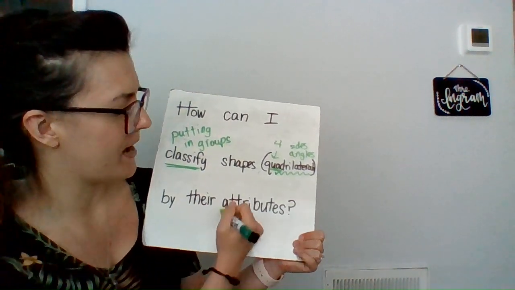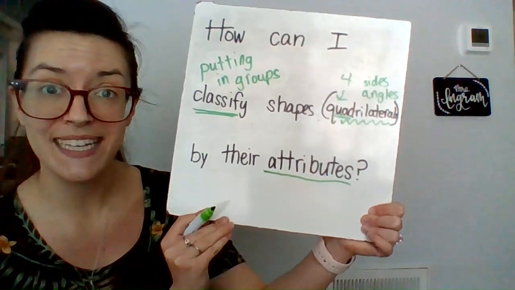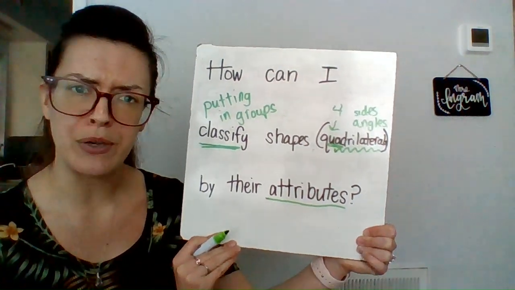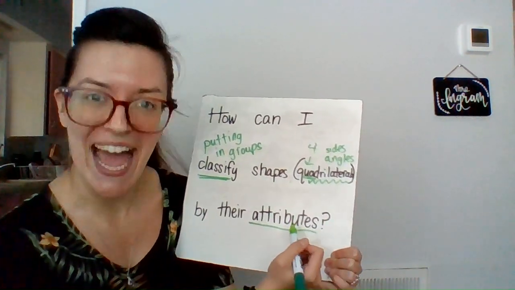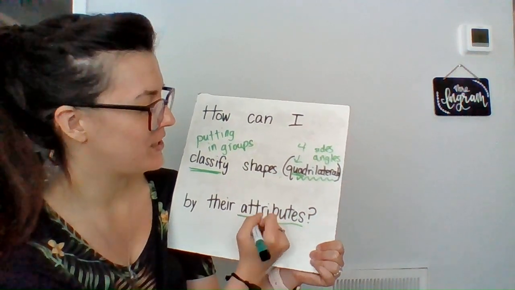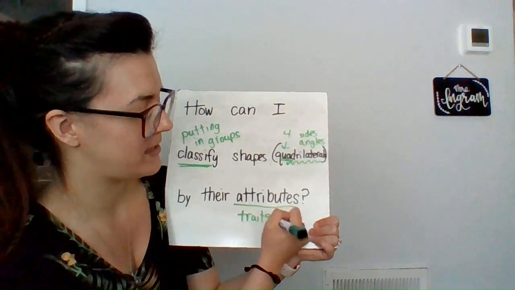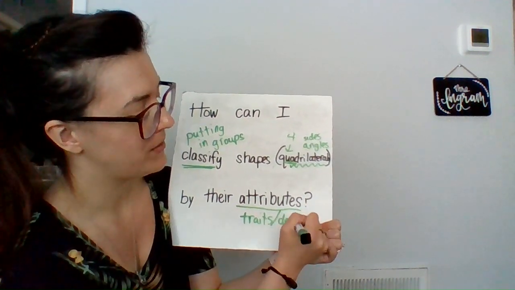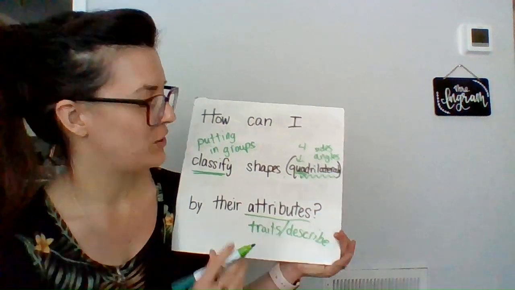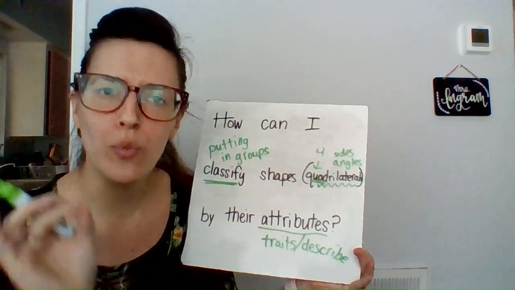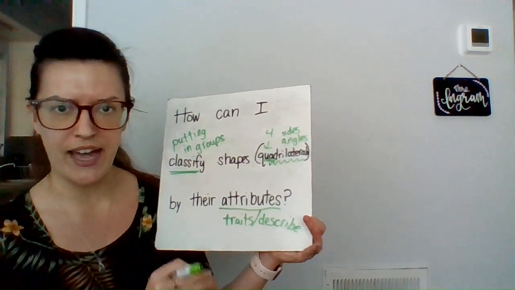groups by their attributes. It's been a while, friends. What is an attribute? An attribute is a shape's traits, how we would describe it. Now, usually, what traits, what attributes are we specifically looking at for these quadrilaterals so that we can classify them into groups?